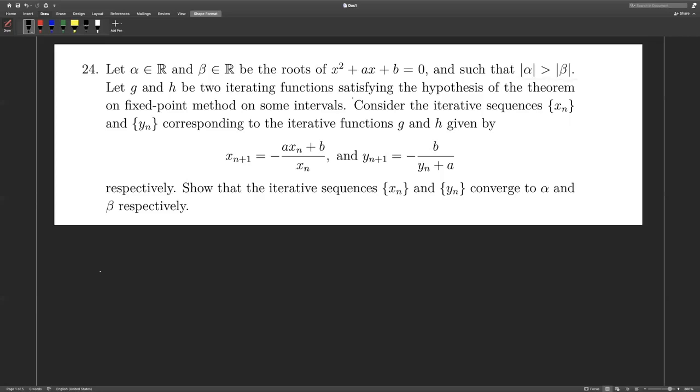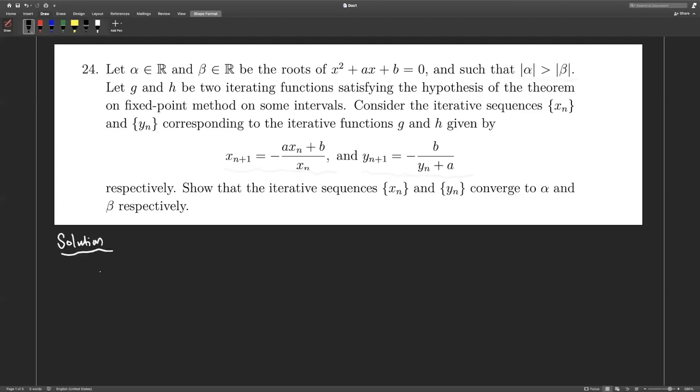That is, both G and H are self-maps in their respective intervals of definition. They both are continuously differentiable and they both are contraction maps. Now we are considering two iterative sequences generated by these two iteration functions. One is xn given by this expression and another one is yn given by this expression, and we have to show that xn converges to alpha and yn converges to beta.